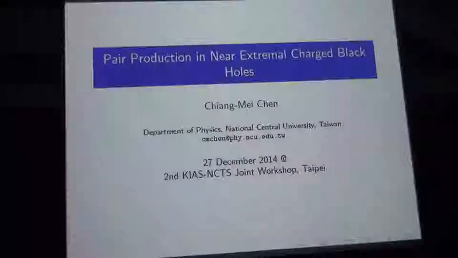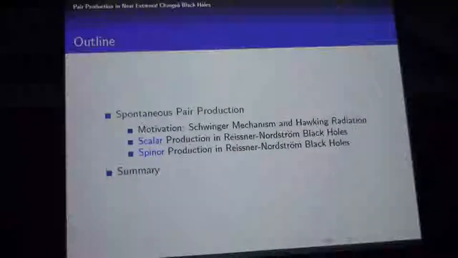We consider the pair production in some special background. This is called the near extremal charged black hole. And so I will explain why we consider such a model.